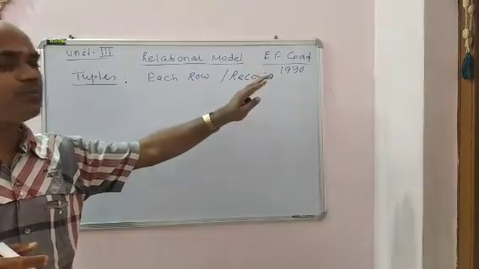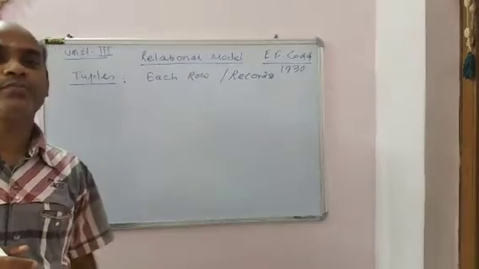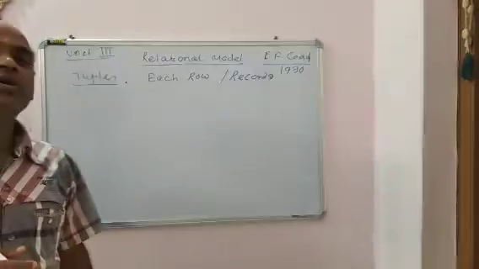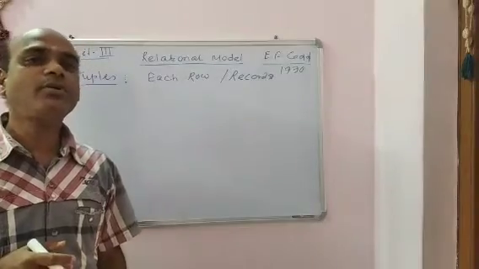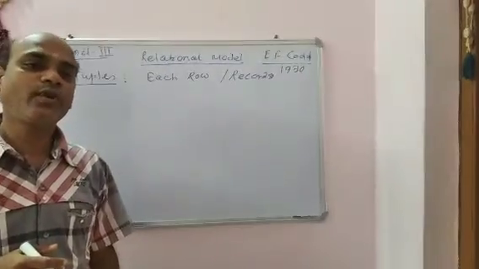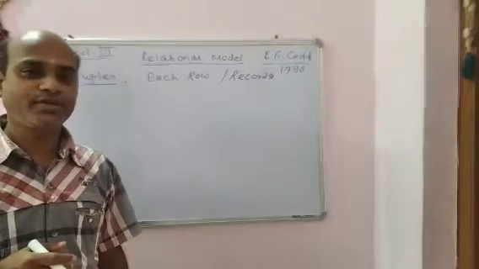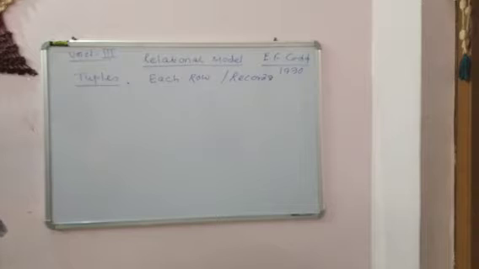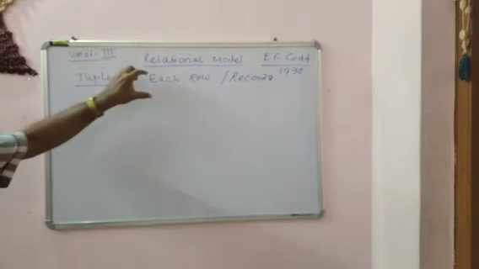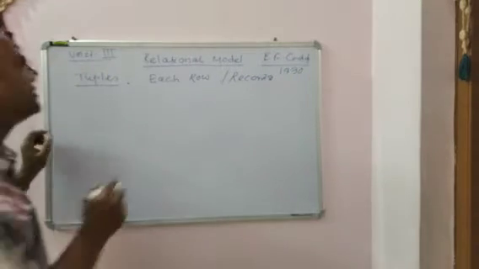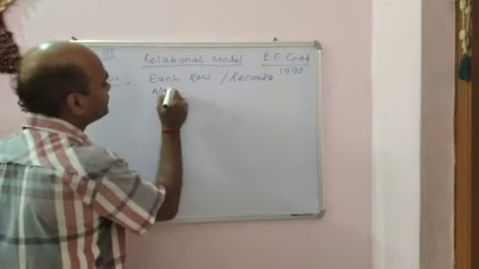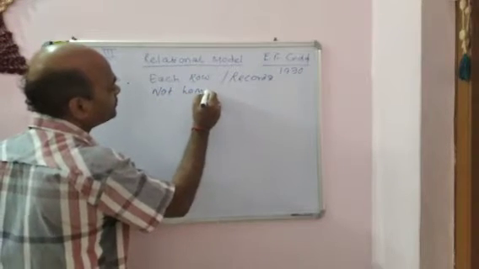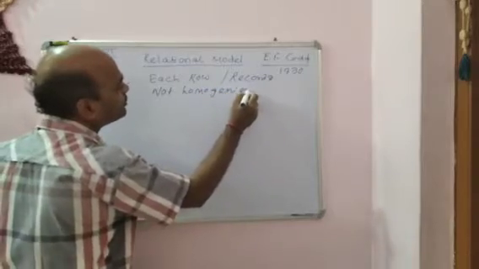A relational table contains a number of records or tuples. For example, a student database consists of a number of student records: student roll number 1, roll number 2, roll number 3, and so on. A tuple is a set of attribute values which may not be homogeneous. The important thing is that a tuple or record is heterogeneous, not homogeneous, meaning not of a similar data type.